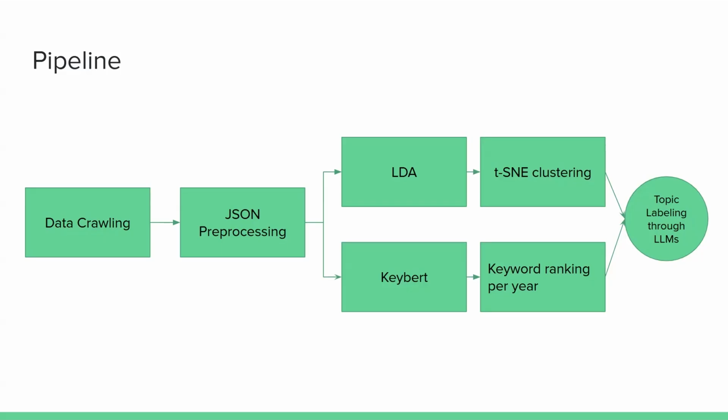For KeyBERT, it generates the top 10 keywords of each document, where we then sum up the total occurrences of a unique keyword for each document for each year. The results of both are then fed into an LLM to help generate insights.